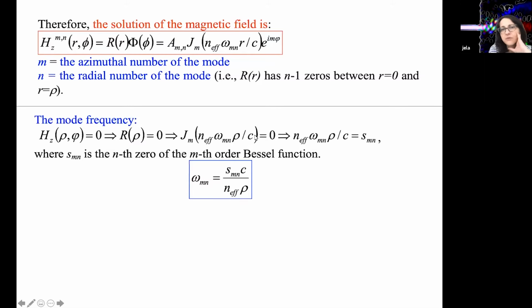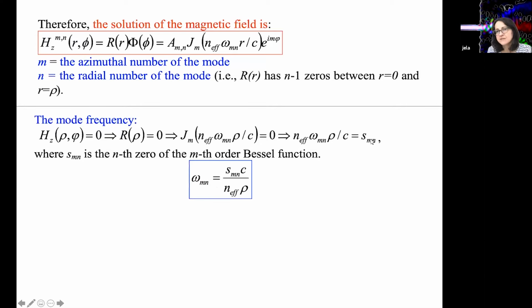So for example, if you set that this whole argument is equal to the nth zero of the Bessel function J_m, which we label as s_mn, that would basically allow you to find the frequency of that particular mode, right?